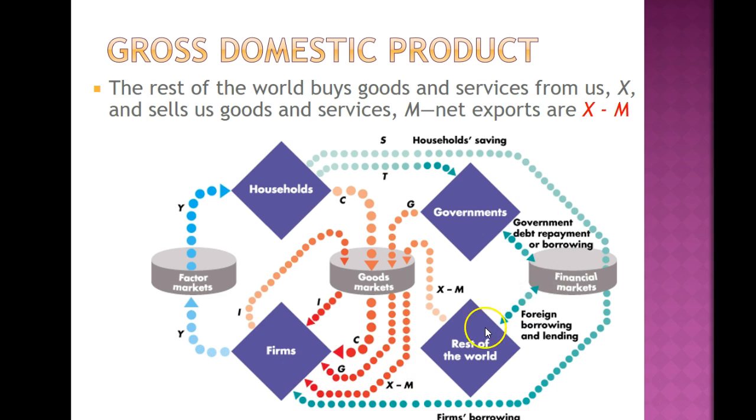We're also going to see the same two-way arrow go from rest of the world to the financial markets and back, because this is foreign borrowing and lending. So we know that the rest of the world buys goods and services from us in the US, hence the X, and sells us goods and services, M. So net exports are X minus M.